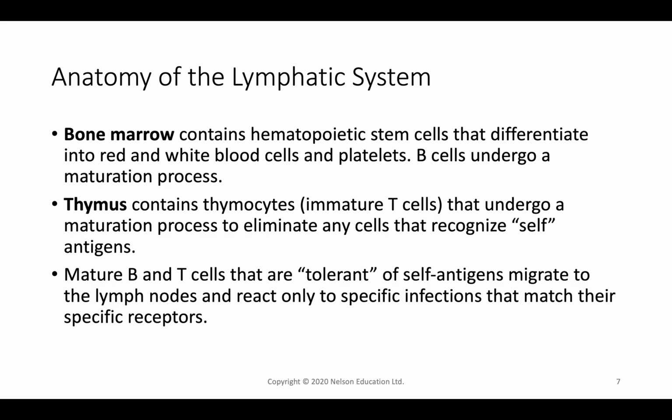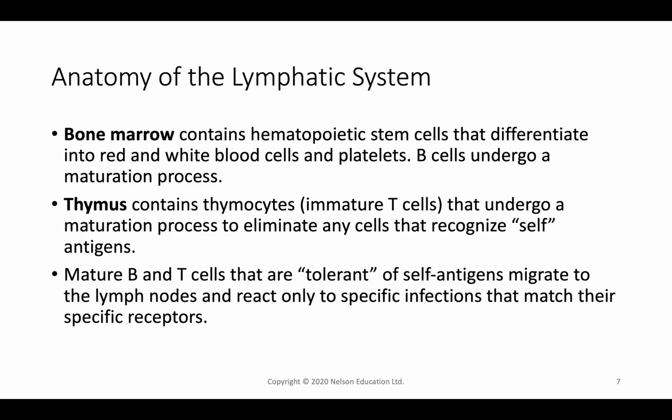Now, where do these cells come from? Well, the short answer is bone marrow and the thymus. So when we're talking about B cells, they're coming from the bone marrow. When we're talking about T cells, they come from the thymus. They're going to start off immature, both B cells and T cells start off immature. The immature T cells are called thymocytes. And eventually they have to undergo a maturation process.